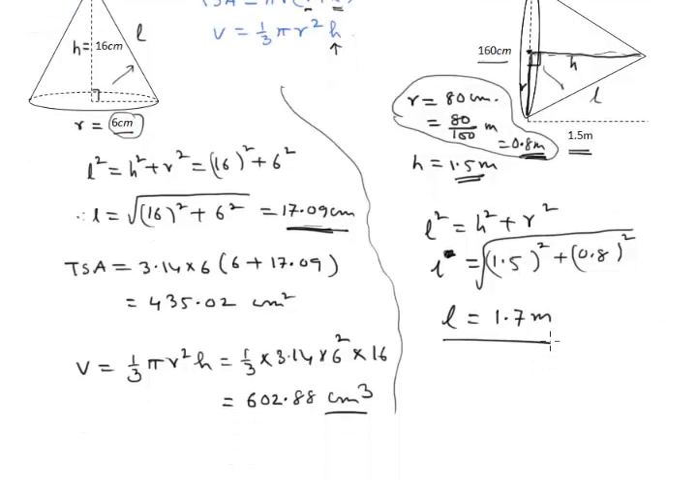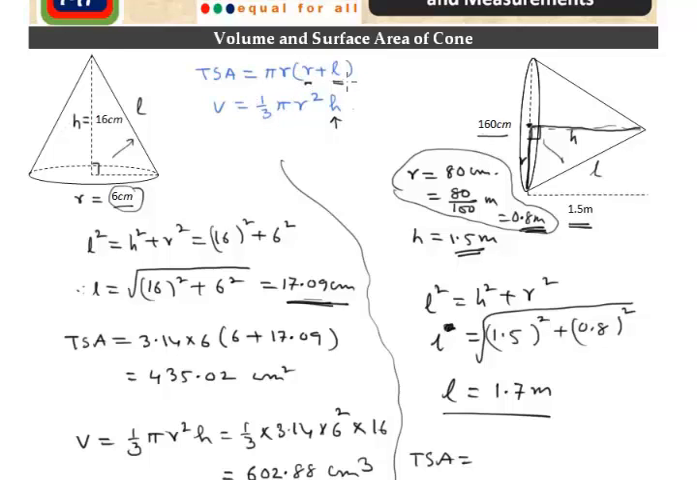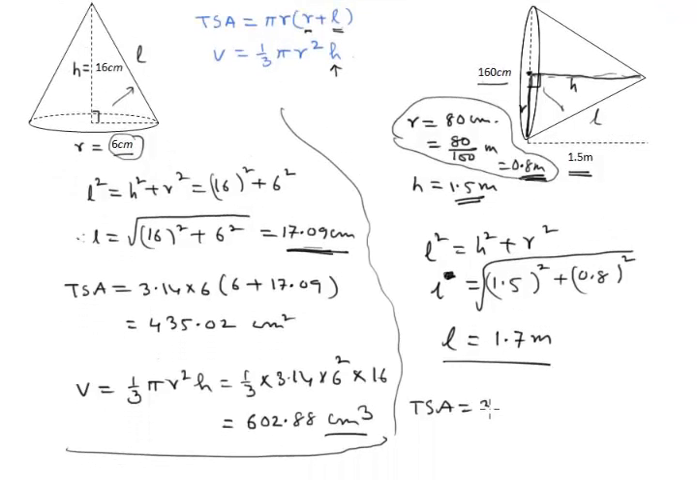So now we can find the total surface area. We know the formula is pi r (r + L), where L is the slant length. Pi is 3.14, the radius is 0.8, times r plus L, where r is 0.8 and L is 1.7. If we do this calculation, we will get the total surface area as 6.28. All the dimensions are in meter, so the surface area will be meter square.